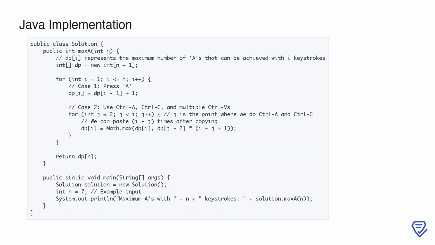This is the Java implementation of the 4-keys keyboard problem from LeetCode. The logic mirrors the Python solution by using dynamic programming to calculate the maximum number of A's that can be produced with a given number of keystrokes. Key differences include explicit type declarations, the use of Java's Math.max function for comparisons, and Java's array-based approach for dynamic programming. The main method provides an example for testing the function directly.